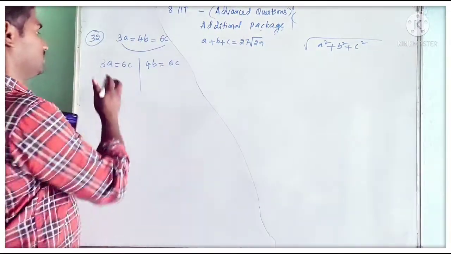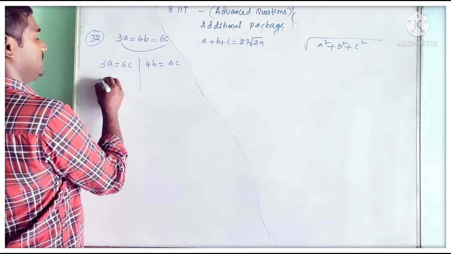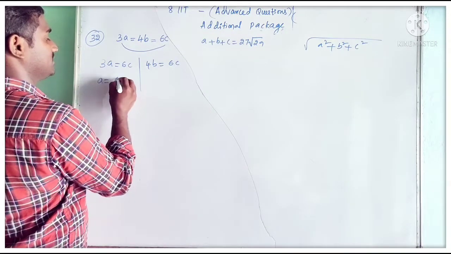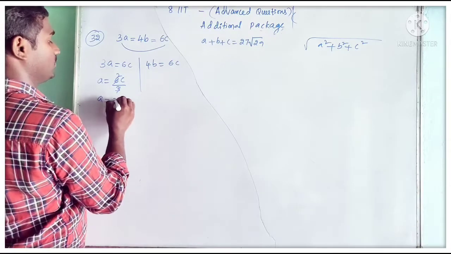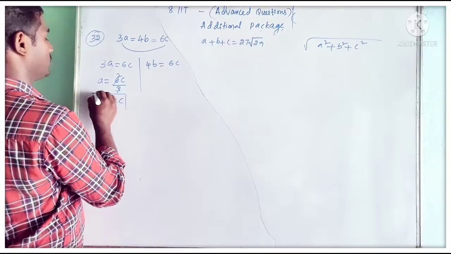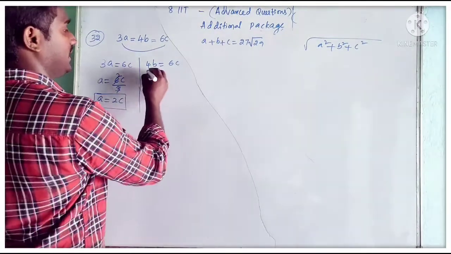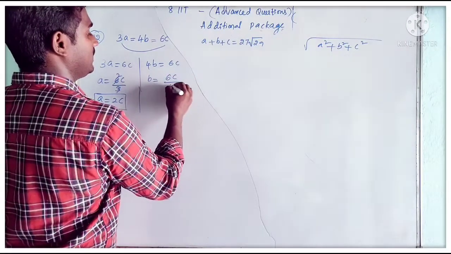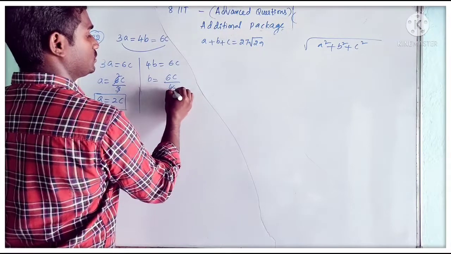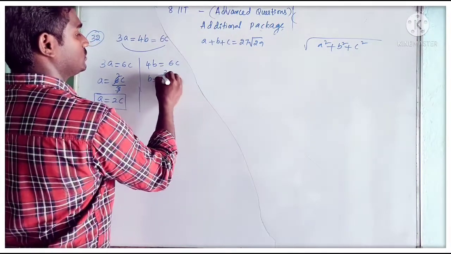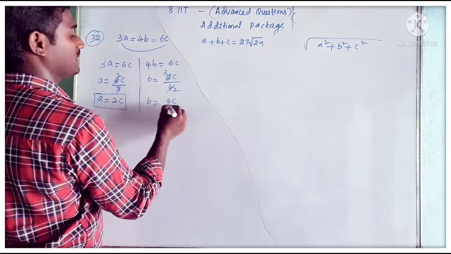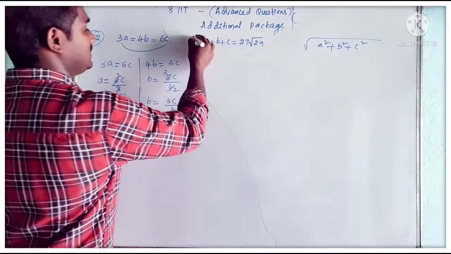Now, if 3a equal to 6c, then a is equal to 6c by 3. 3 1s are 3, 3 2s are 6. So a equal to 2c. And 4b equal to 6c, then b equal to 6c by 4. So b equal to 3c by 2. Substitute in the given question.